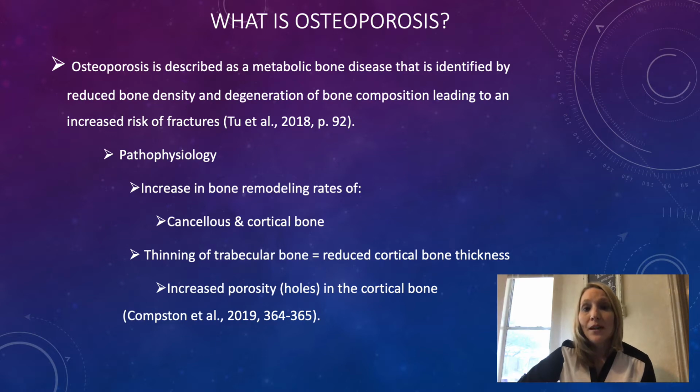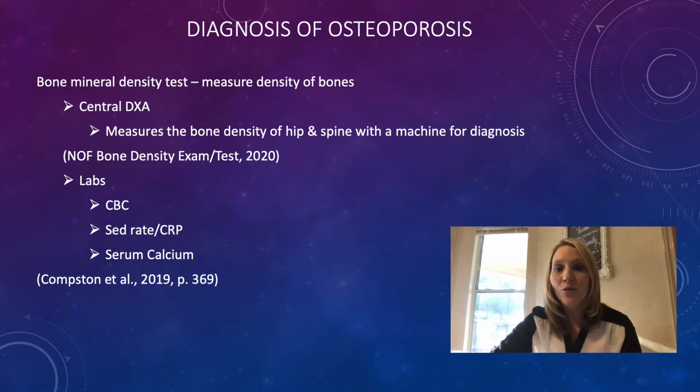You also have thinning of trabecular bone, which leads to reduced cortical bone thickness. Increased porosity in the cortical bone also contributes. The best way to diagnose osteoporosis is with a bone mineral density test. This is done with central DXA. It measures the bone density of the hip and spine with a machine for diagnosis. You can also do labs such as a CBC, a SED rate, a CRP, or a serum calcium.